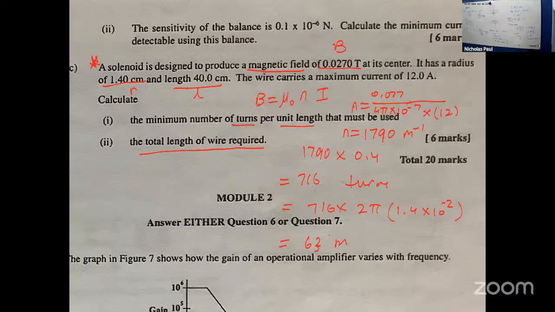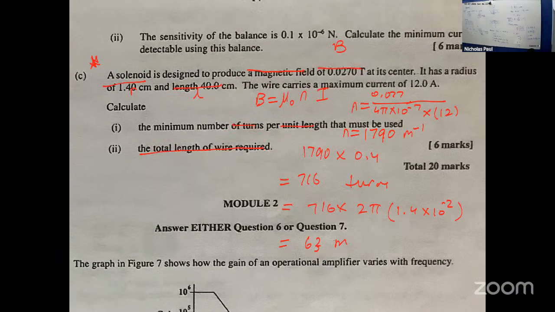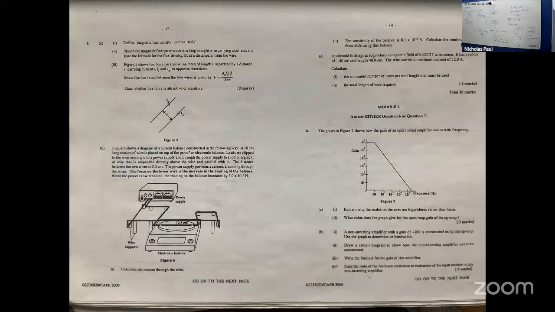What's your point again? Because they told you the length of the wire is 0.4. You okay with that? Yeah? All right. Let's take a look now. You're okay there, right? So we use the formula, we rearrange it.